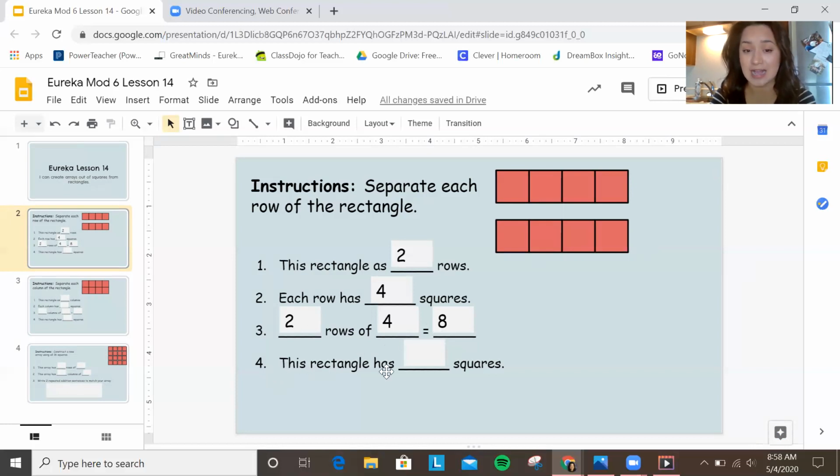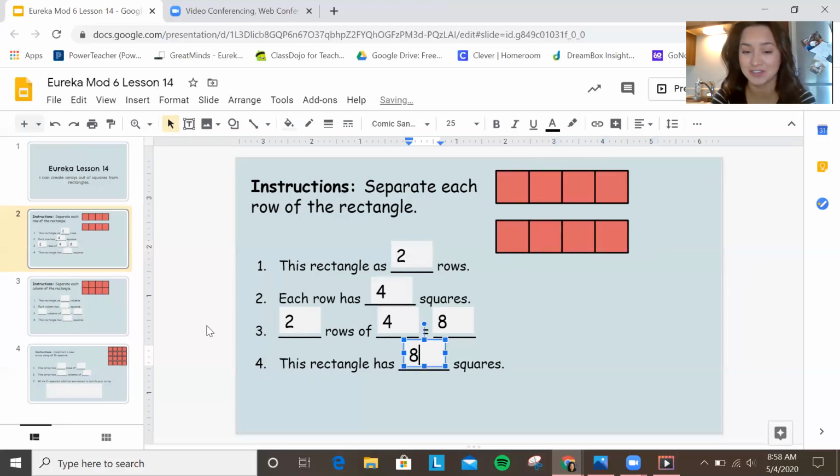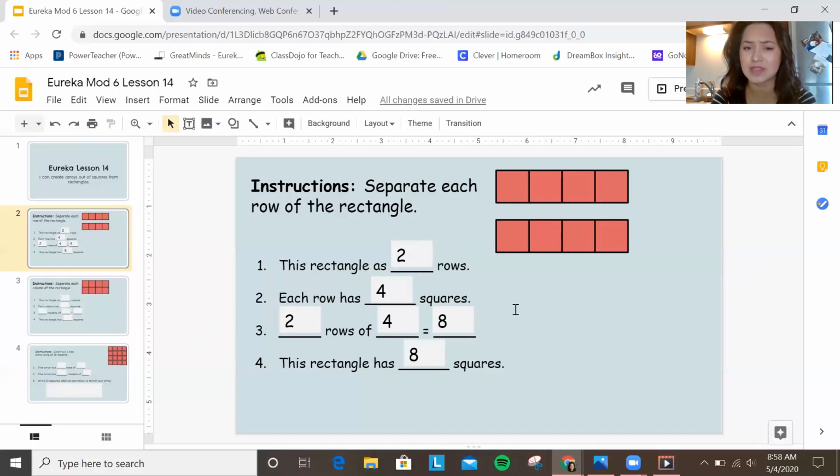This rectangle has blank squares. This rectangle has how many squares? 8. Good. That total doesn't change. Very nice. Let's reread this all again to make sure we have all the right components. 1, this rectangle has 2 rows. Looks pretty good to me.